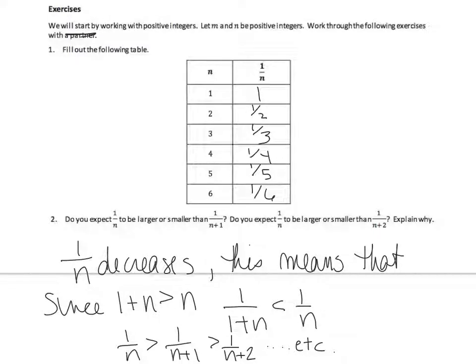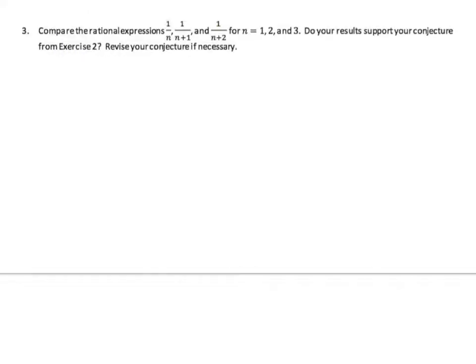Okay, let's try the next question. Compare the rational expressions 1/n, 1/(n+1), and 1/(n+2) for n equals 1, 2, and 3. Do your results support your conjecture from exercise 2? Revise your conjecture if necessary. So let's look at n equals 1. I have 1/1, 1/2, and 1/3. So 1, 0.5, 0.333. Definitely bigger going this way.